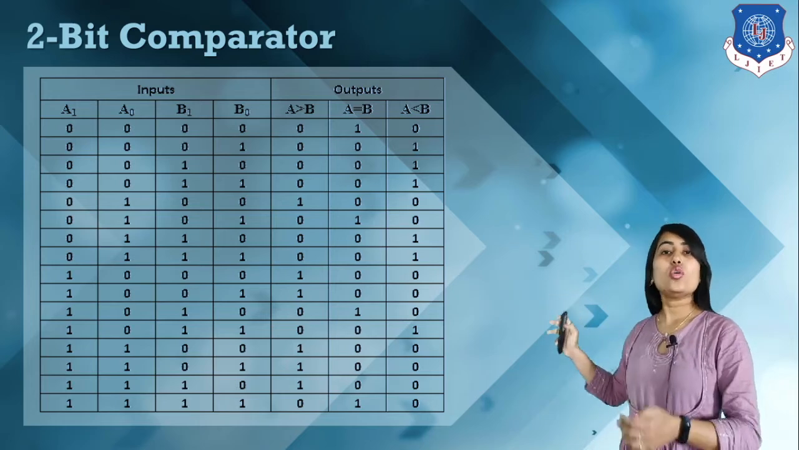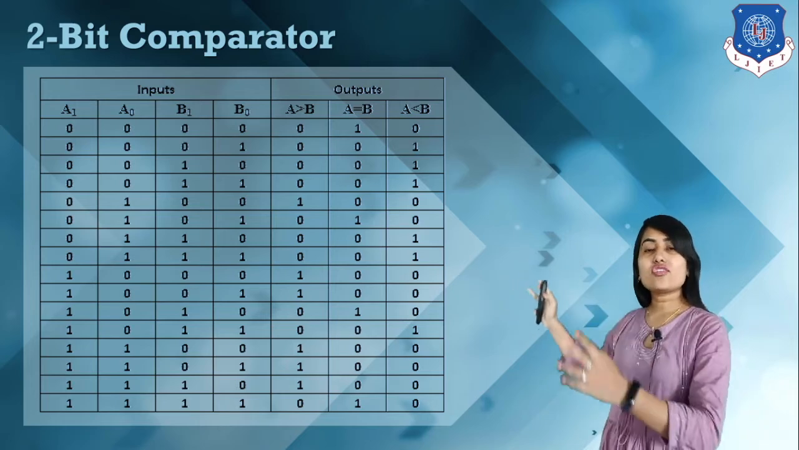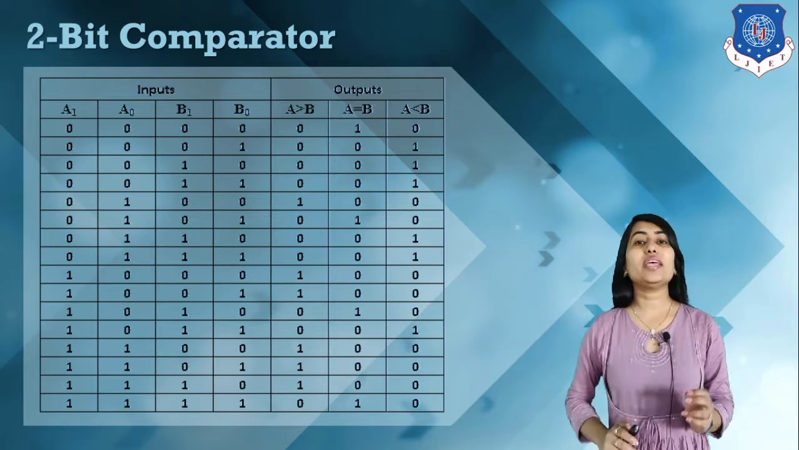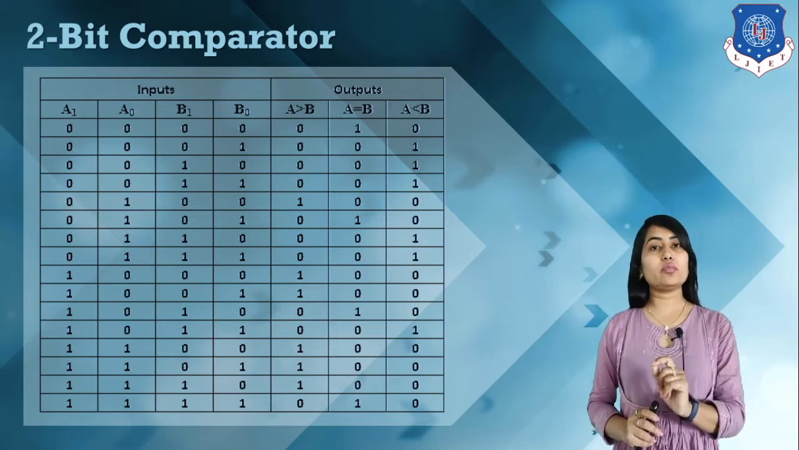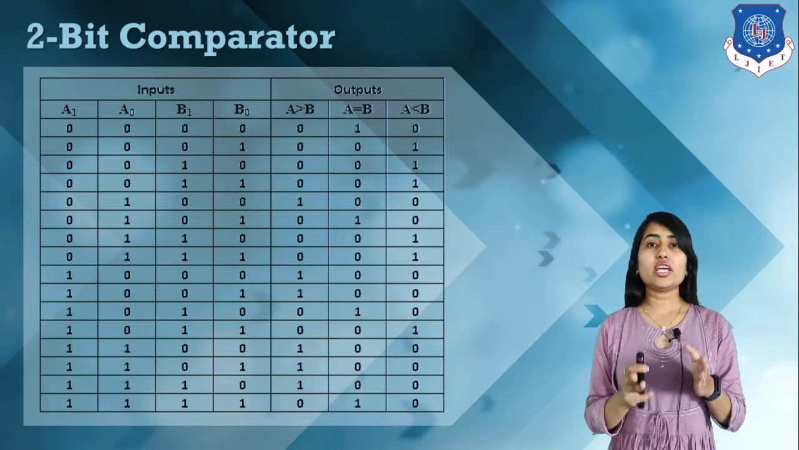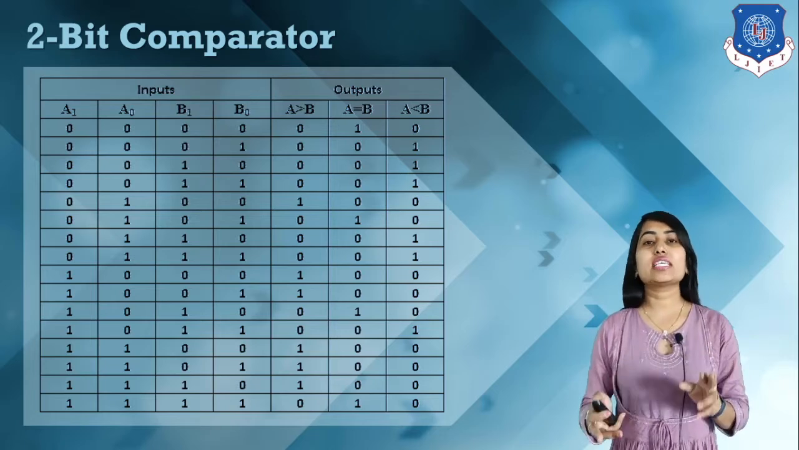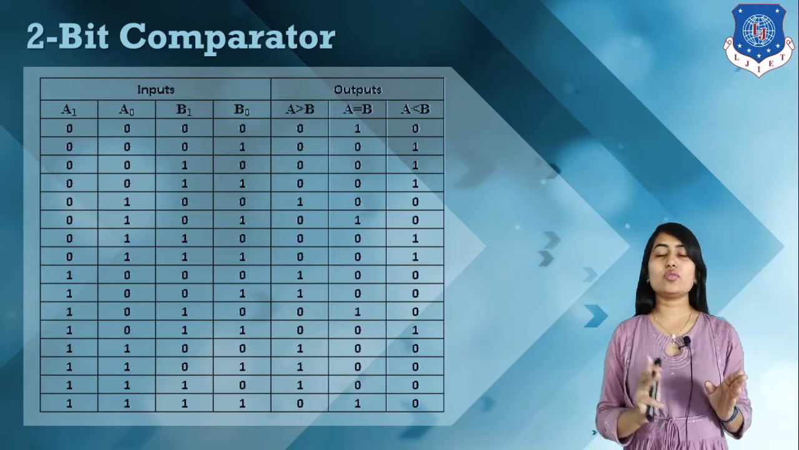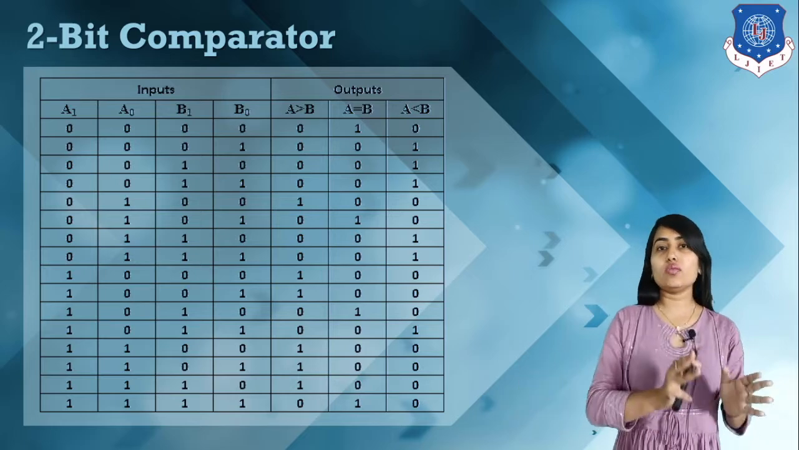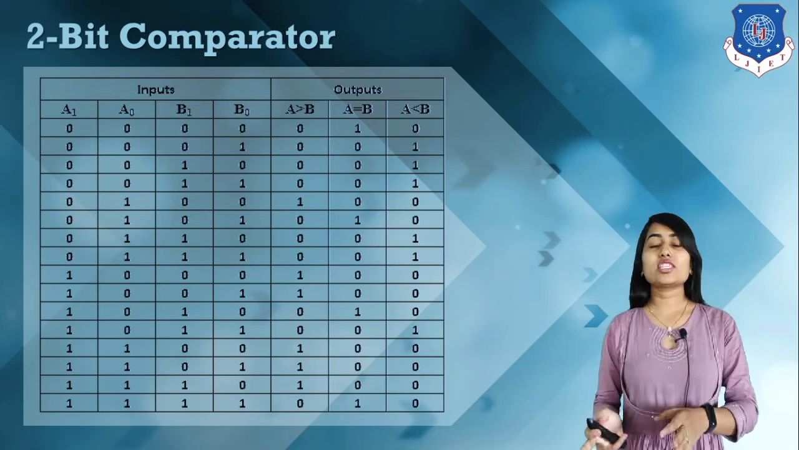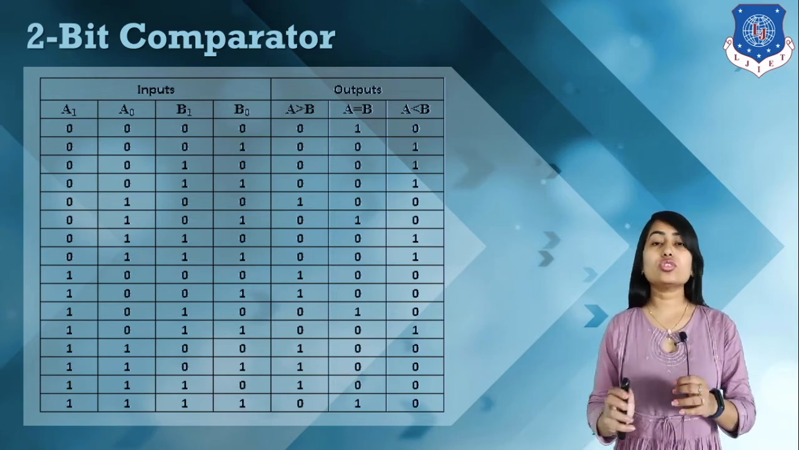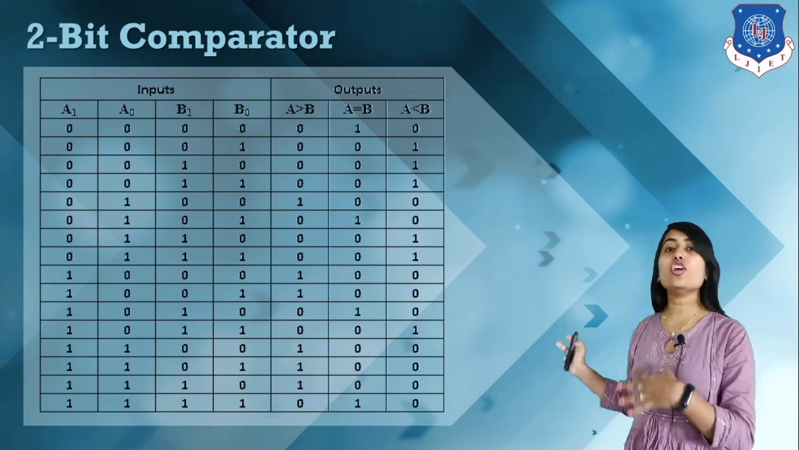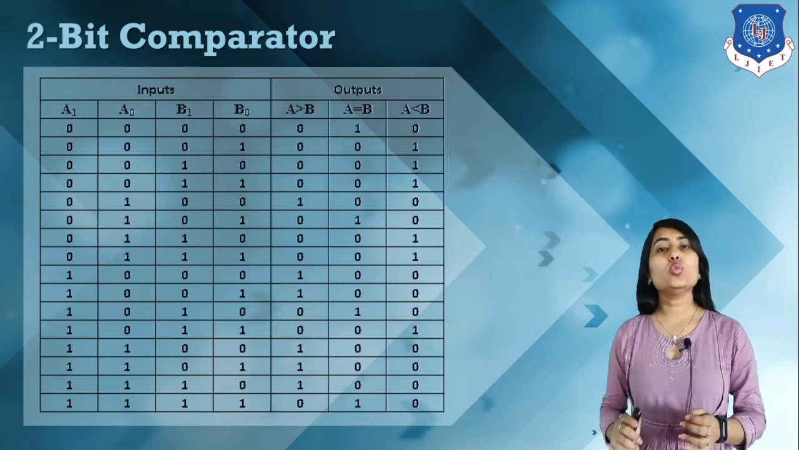So this is how we can compare the numbers and write the whole table by comparing the first values, A1 and B1. From that, if A1 is greater than B1, we can write A greater than B. If A1 is less than B1, we can write A less than B. But if they are equal, then we check the next bit, that is A0 and B0. Okay, so this is how we can make this kind of truth table for a 2-bit comparator.